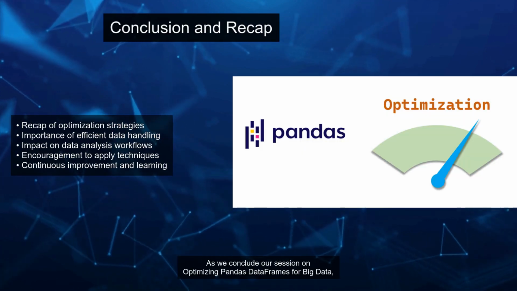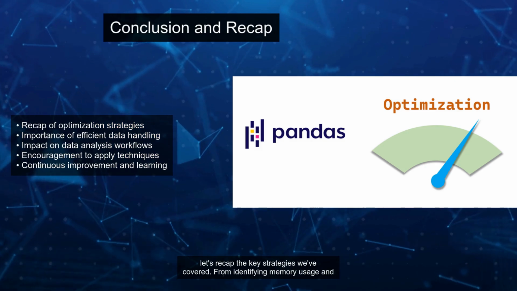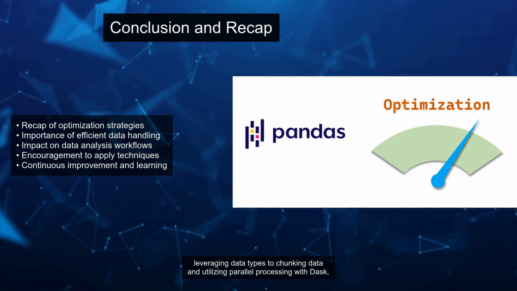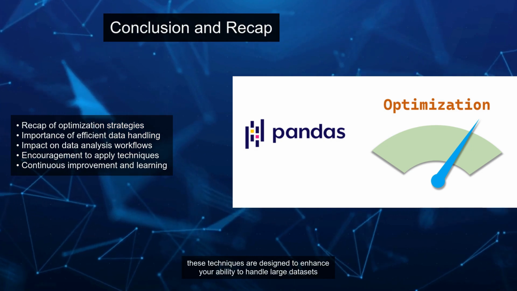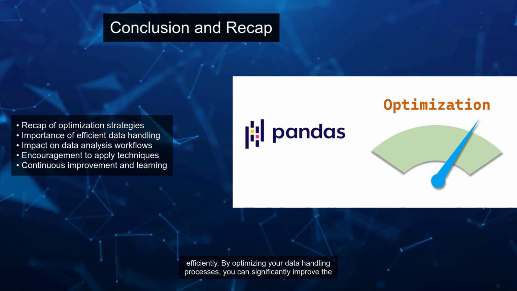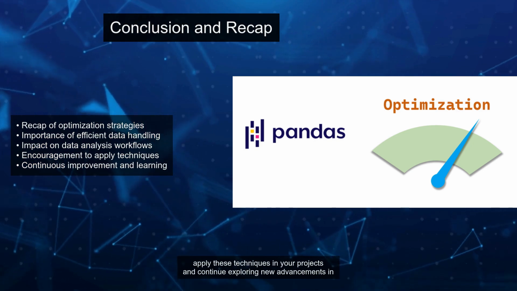As we conclude our session on optimizing Pandas DataFrames for big data, let's recap the key strategies we've covered. From identifying memory usage and leveraging data types to chunking data and utilizing parallel processing with Dask, these techniques are designed to enhance your ability to handle large datasets efficiently. By optimizing your data handling processes, you can significantly improve the speed and effectiveness of your data analysis workflows.